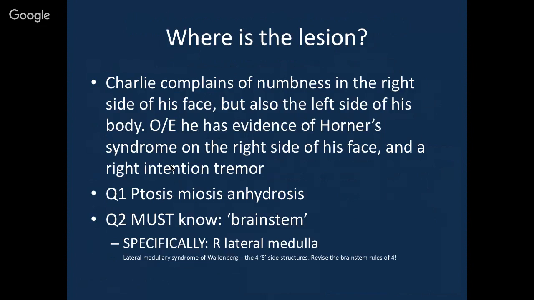The other thing is the sympathetic runs on the side as well, so a sympathetic stroke would cause Horner syndrome, and the intention tremor is the spinocerebellar pathway. So those are the 4 side structures infarcted in the lateral medullary syndrome, but really you just need to be able to tell that this is brainstem. Crossed signs equals brainstem. Memorize that.